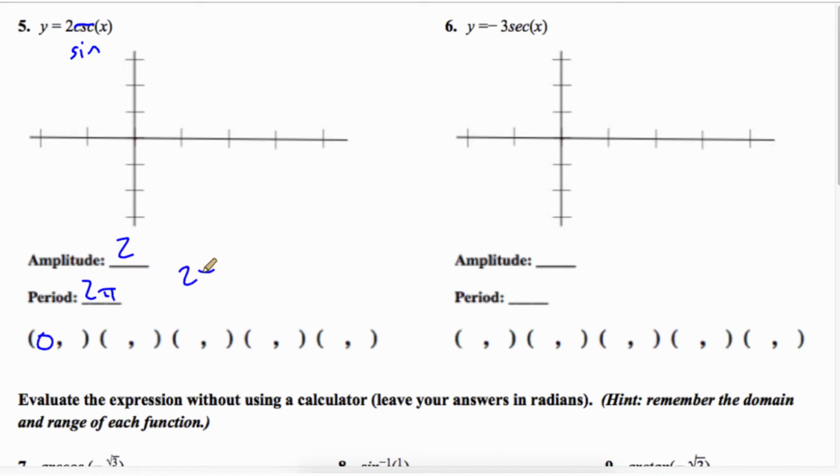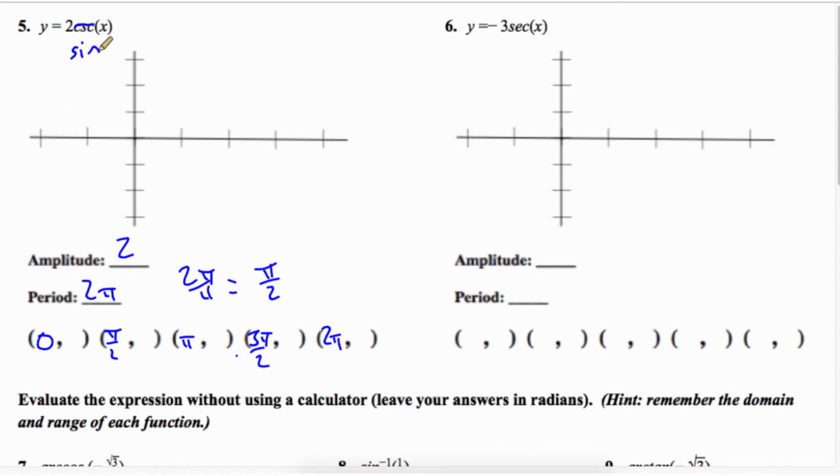And then if we take that 2 pi period and split it into 4 parts, we end up going up by pi over 2 on our x's. So we get pi over 2 as that next x value, and then pi, and then we'll have 3 pi over 2, and then lastly we'll have 2 pi.